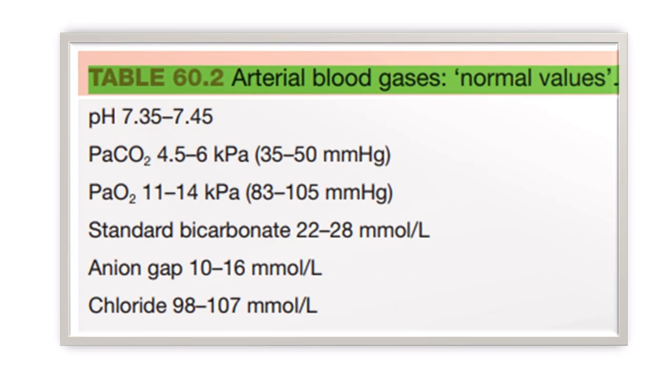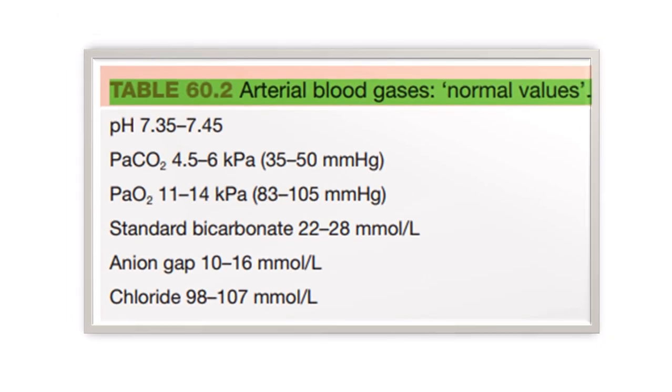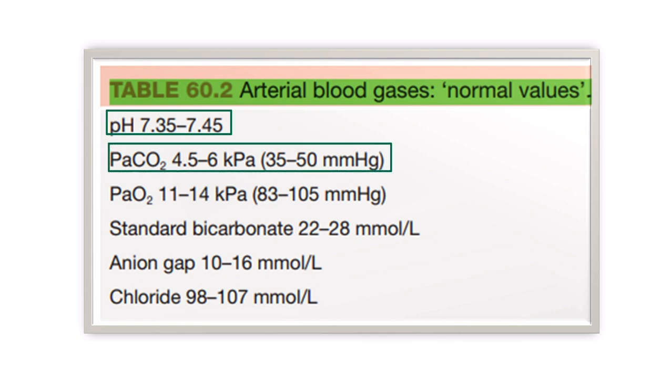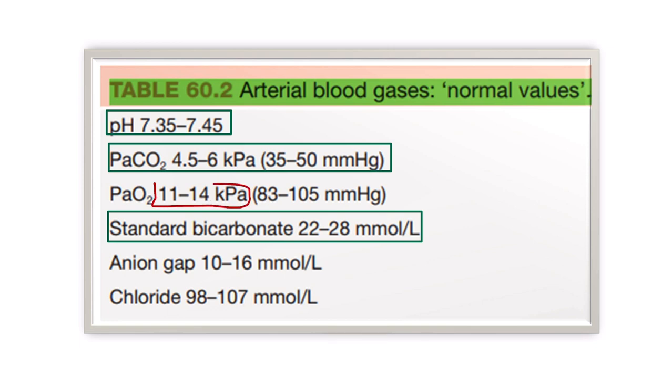First of all, let's see some important parameters. pH is 7.35 to 7.45. Partial pressure of carbon dioxide 4.5 to 6 kilopascal. Standard bicarbonate level is 22 to 28. These three parameters are very important to remember for solving any type of ABG report, or arterial blood gases report. Another important one is the partial pressure of oxygen, which is normally 11 to 14 kilopascal, and anion gap 10 to 16, chloride 98 to 107.